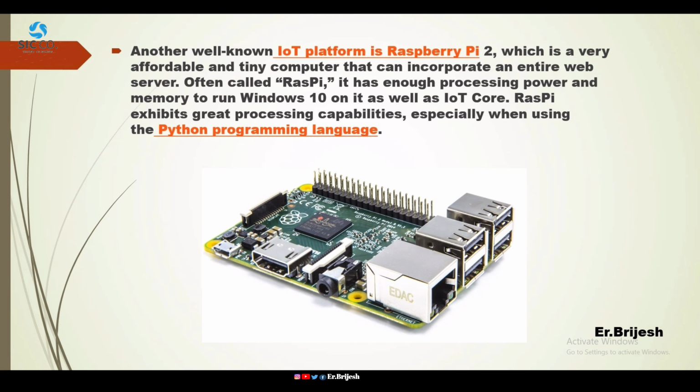So another well-known IoT platform is Raspberry Pi. This is a small computer. Like, you can do anything on this board. This is just a small computer, a very adorable and tiny computer that can incorporate an entire web server, often called Raspberry. It has enough processing power and memory to run Windows 10 on it, as well as IoT Core. Raspberry has great processing capabilities, especially when using the Python programming language.